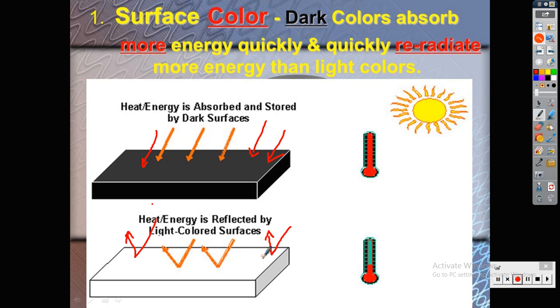So the light radiation falling here goes back from the white surface. So this surface will not get very hot. The black surface becomes more hot and the white surface becomes less hot. So this is the character of dark color and light color in the case of absorption of heat energy.